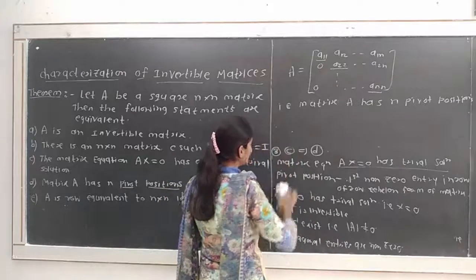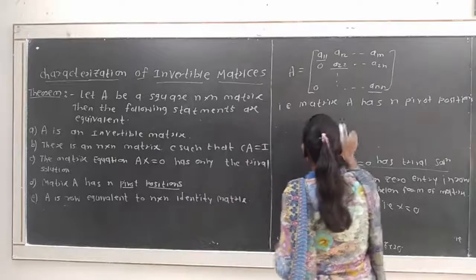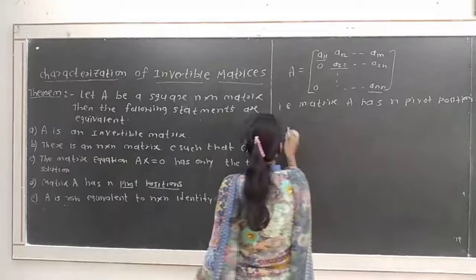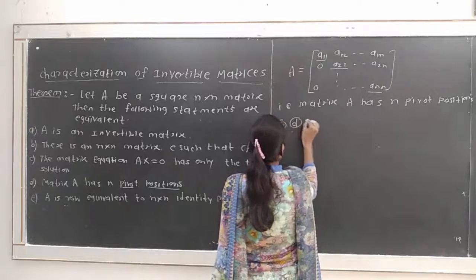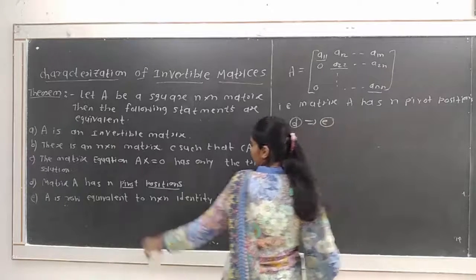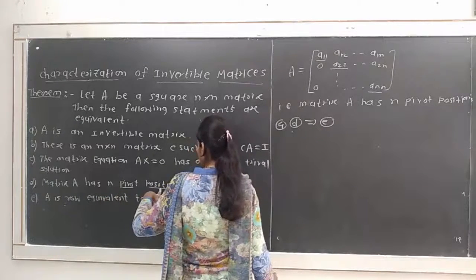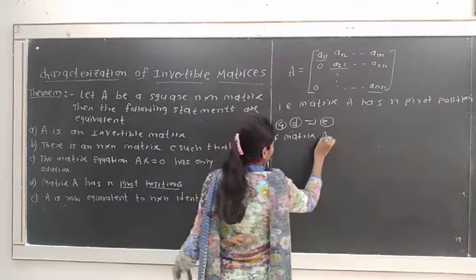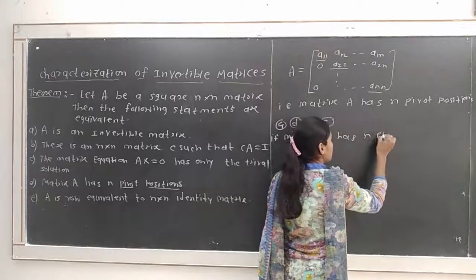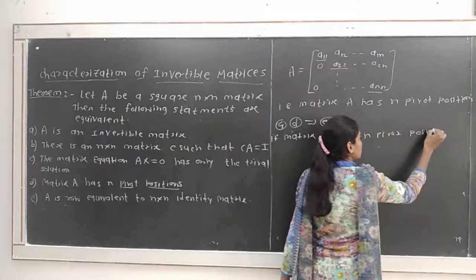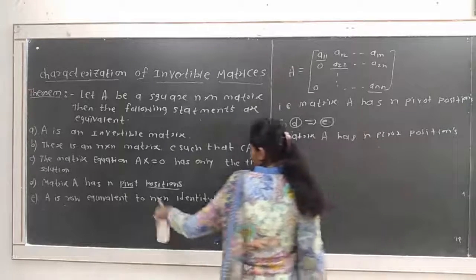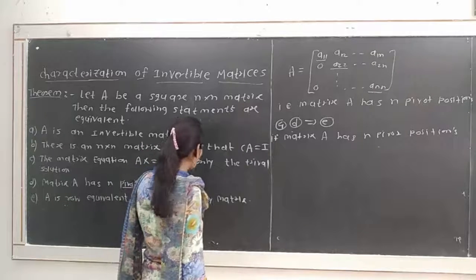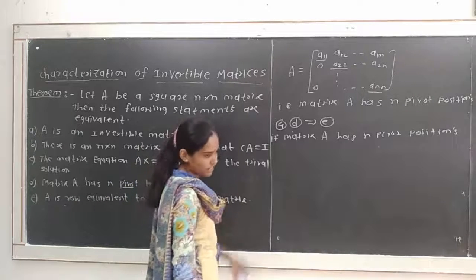Then from that, next to prove that D implies E. Okay, which is the 4. Then for 4 we have to prove that D implies E. That is, if matrix A has n pivot positions, then from that we have to show that A is row equivalent to the n cross n identity matrix.